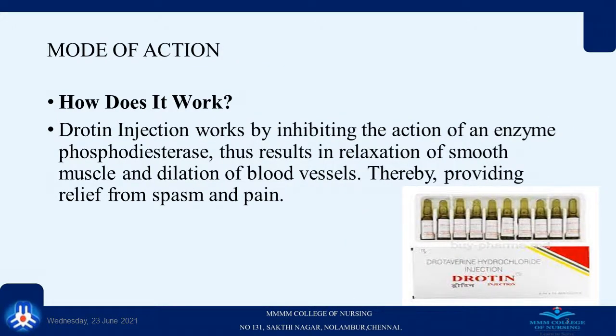Action. How does it work? Drotin injection works by inhibiting the action of an enzyme, phosphodiesterase, thus resulting in relaxation of smooth muscles and dilatation of blood vessels, therefore providing relief from spasm and pain. So it relaxes the smooth muscles and helps in dilatation of blood vessels. It results in relief from spasm and pain.